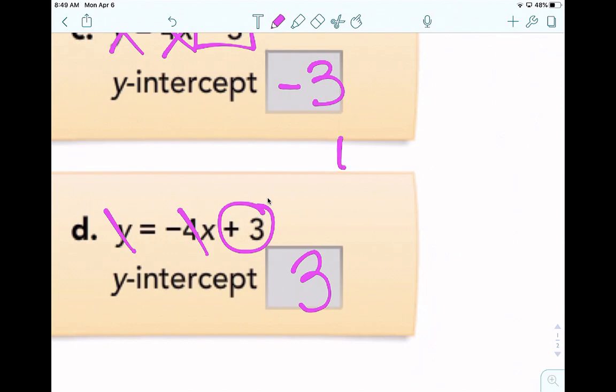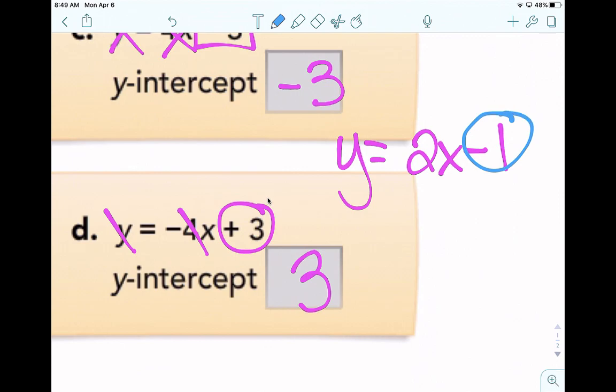So I'm going to give you one more. y equals 2x minus 1. What would it be? If you are thinking the subtracting 1, then your answer would be -1.